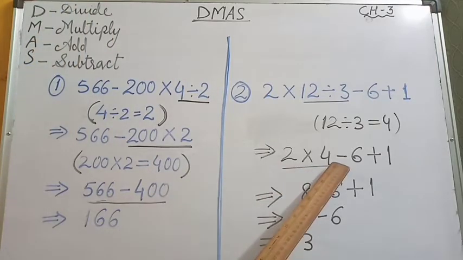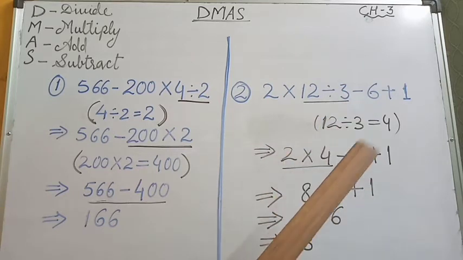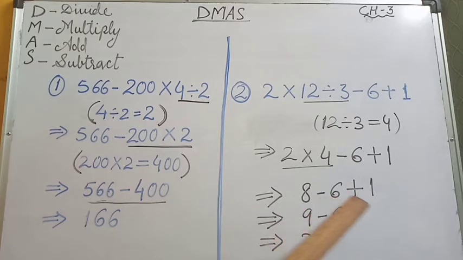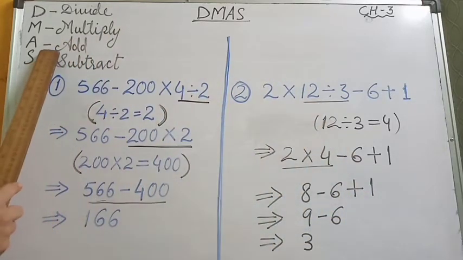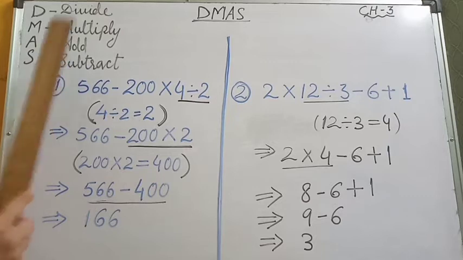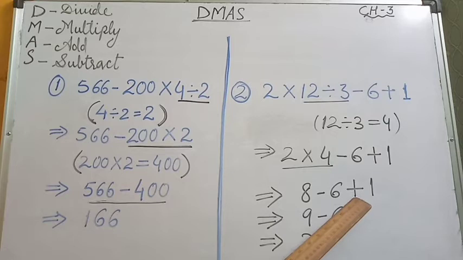So 2 4s are 8 minus 6 plus 1. So we have solved the multiplication term. Now we have two operations, subtraction and addition. So again according to the rule we have to add first, then we have to subtract. So here you can see 1 is positive, 6 is negative and 8 has no sign, that means it is also positive.